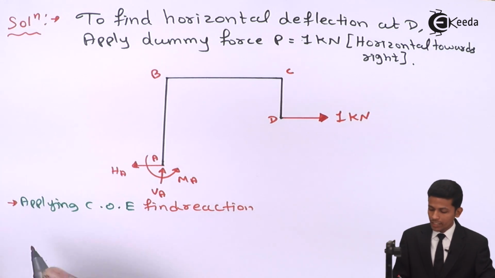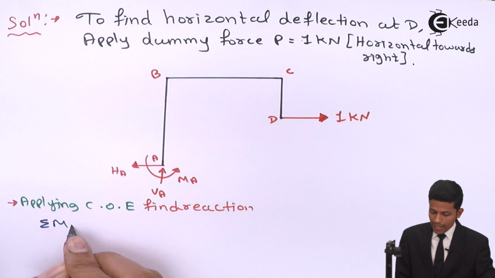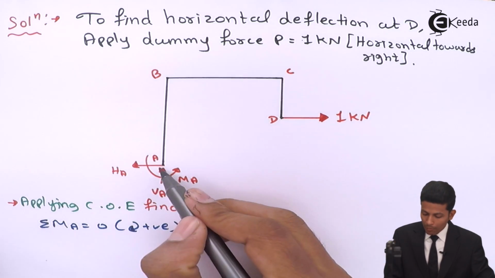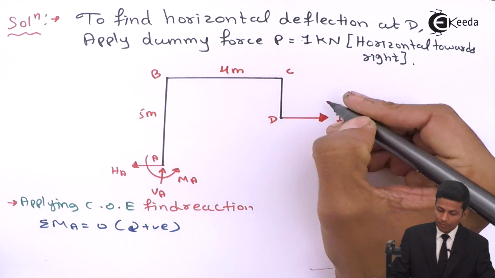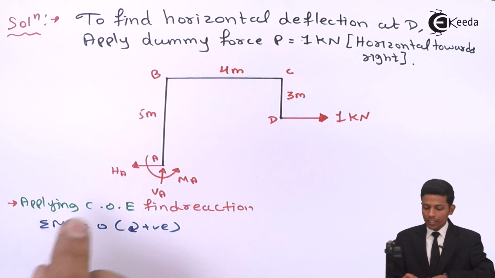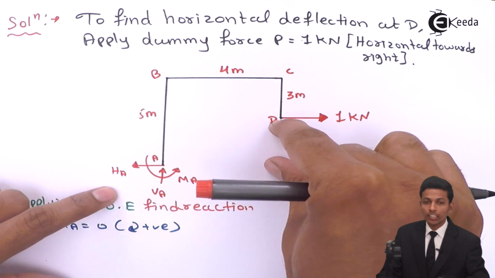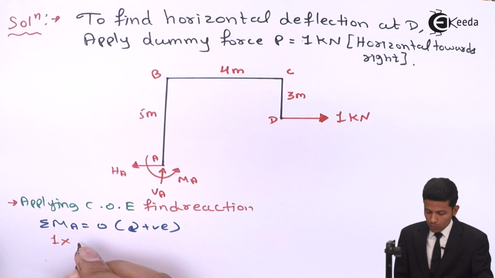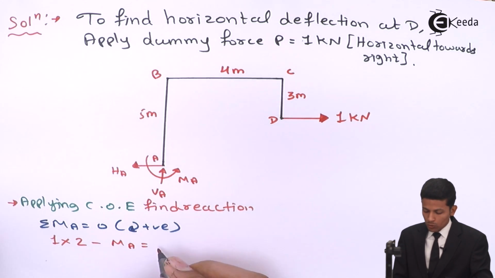Okay, now how do you find the reactions? See, taking moment at A equal to 0, clockwise positive. So what values will come? Now see, we are taking moment at A. The distance will be 5 meter, this will be 4 meter and this will be 3 meter. This is 3 meter, so the remaining will be 2 meter over here. We are taking moment at A, like taking a rod fixed at A. This 1 kilonewton is going in this direction, means this is clockwise. So 1 kilonewton into the perpendicular distance, so this will come 1 into 2. After that, see, this is anticlockwise, so minus MA equal to 0.